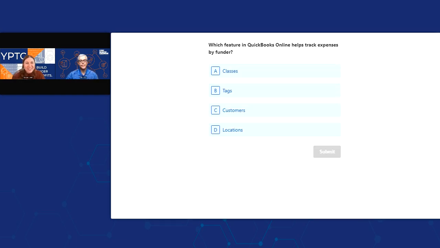And here's our quiz and our fourth poll question. Which feature in QuickBooks Online will help track expenses by funder? I don't know. I mentioned all of these, I think, casually. Let's see what you guys come up with.